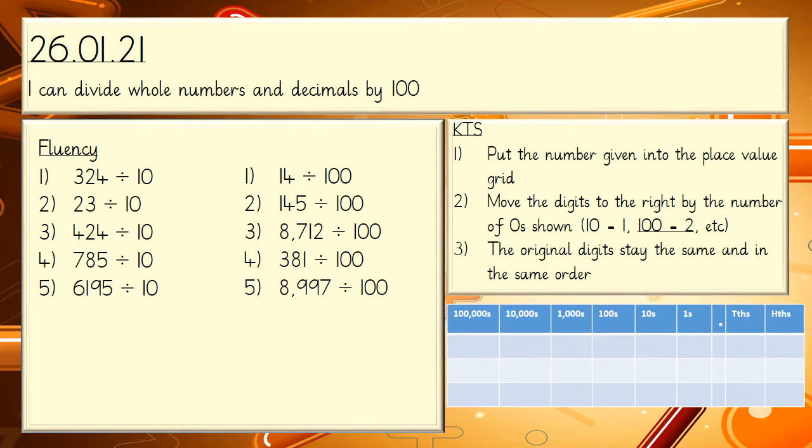Now let's look at the answers. 324 divided by 10 would be 32.4. 23 divided by 10 would be 2.3. 424 divided by 10 would equal 42.4. 785 divided by 10 would be 78.5. And then 6,195 divided by 10 would equal 619.5.